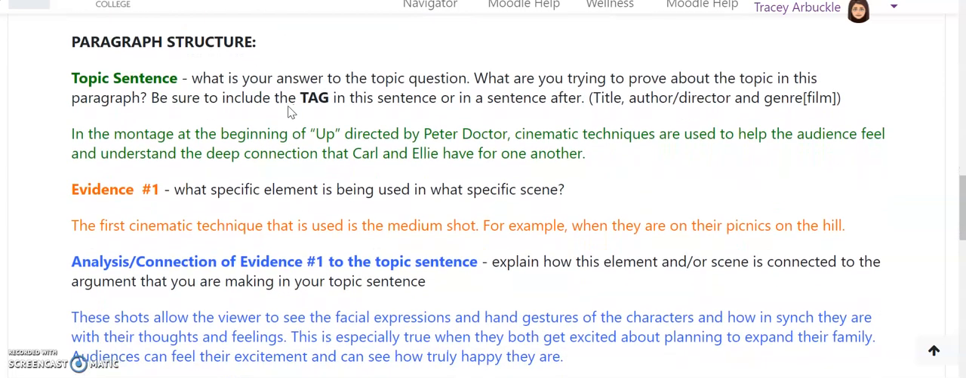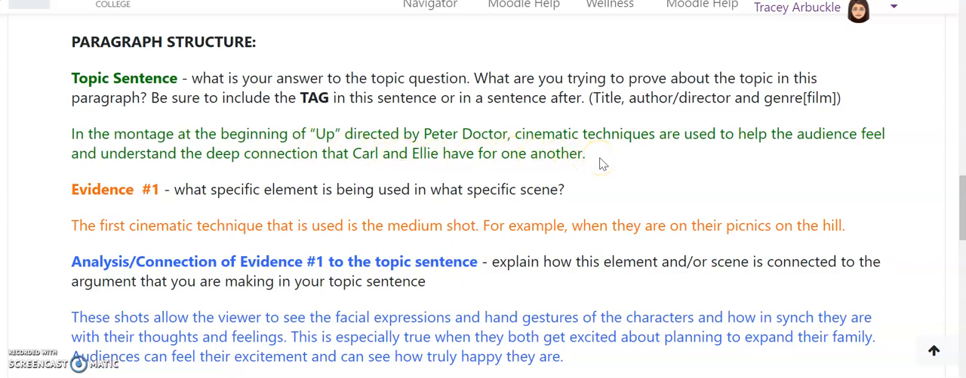When it gets down to paragraph structure, this is some similar information to what we've learned previously in the course. What we want to start with is a topic sentence. What is your answer to the topic question? What are you trying to prove about the topic in this paragraph? You want to make sure you include the tag in this sentence or in the sentence afterwards. However, if you can get them all together, that would be great. For the author, because we're dealing with a film, you're going to be using the director. An example here is: in the montage at the beginning of Up, directed by Peter Docter, cinematic techniques are used to help the audience feel and understand the deep connection that Carl and Ellie have for one another.